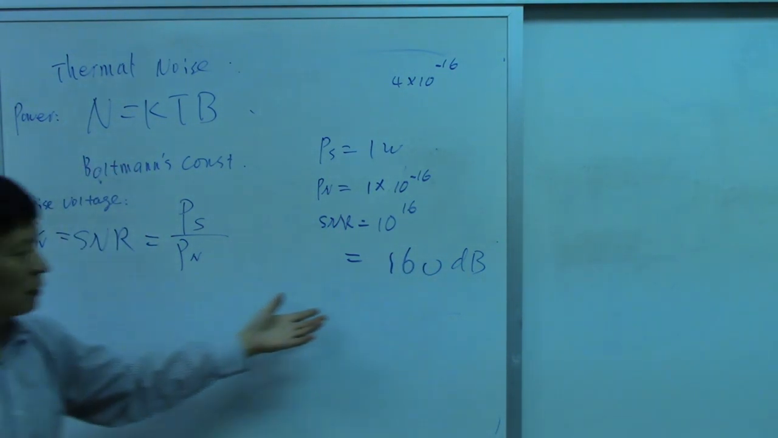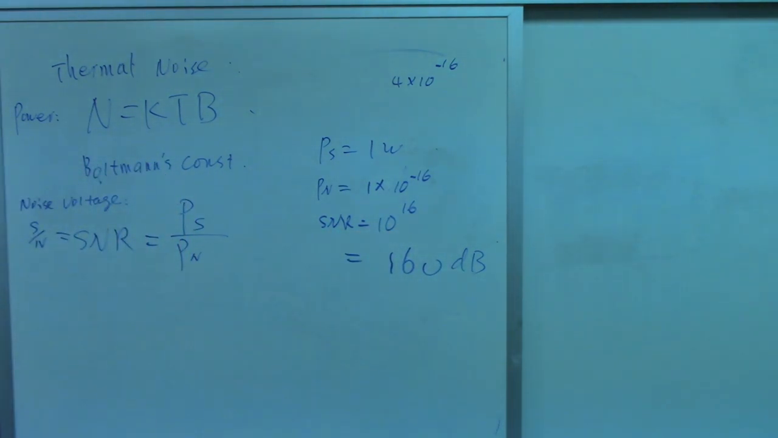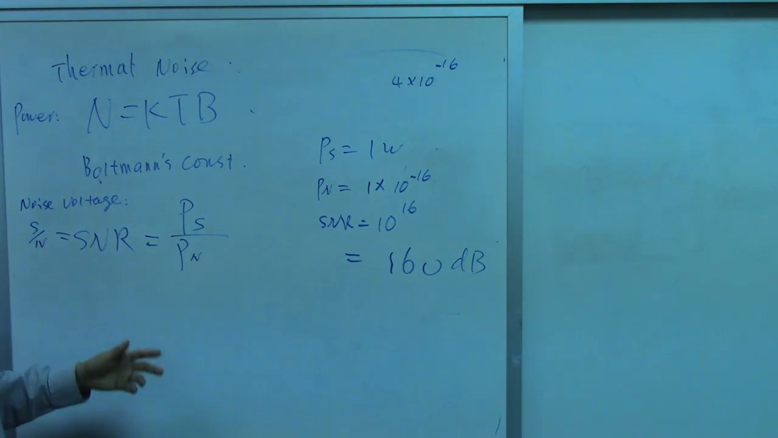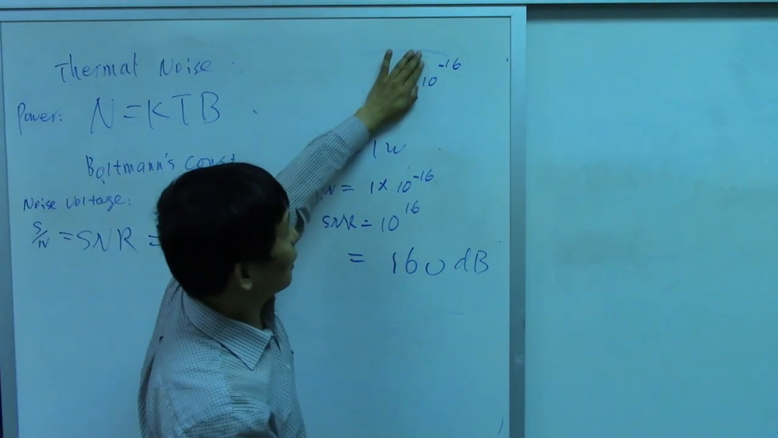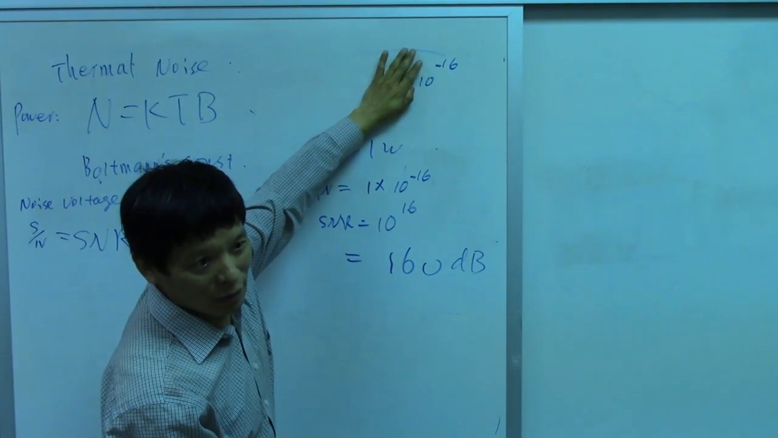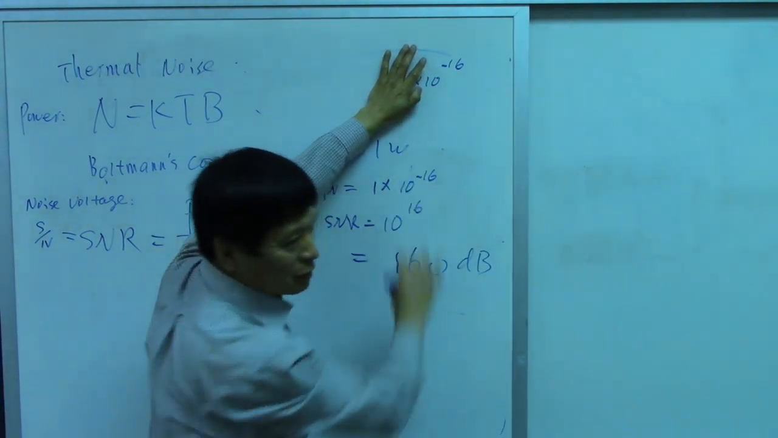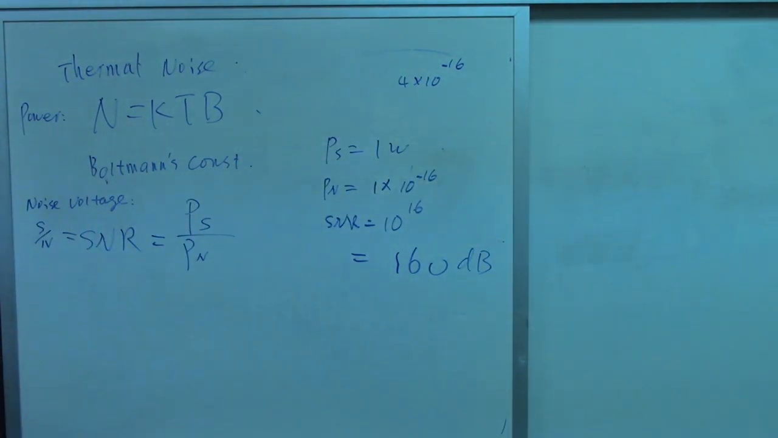We prefer to deal with this number. 160 is good, but we don't like this big number. So that's another purpose to adopt the dB concept. The numbers are reasonable. For example, if this one was 10 to the negative 16, how many dB is this? Negative 160 dB, right? This is better than this smaller number. So it makes the numbers more reasonable.